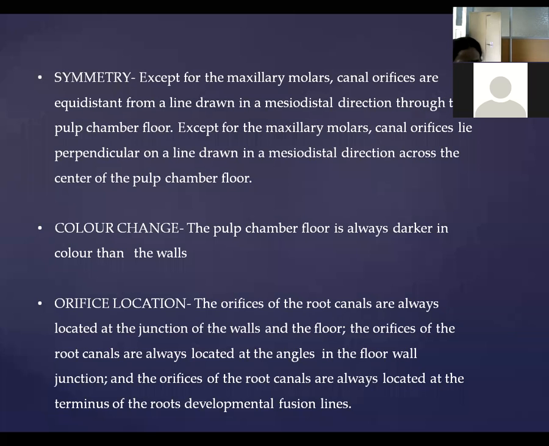Next, they are always located at the end of the developmental grooves. You all know that roots develop from lobes, and when these lobes join, they form a developmental groove. So orifices are always located at the end of developmental grooves. These grooves are darker, also called the root canal map. They are darker than the floor of the pulp chamber.